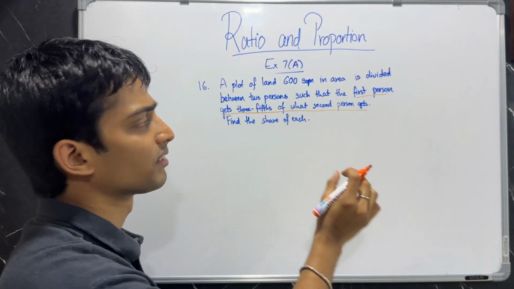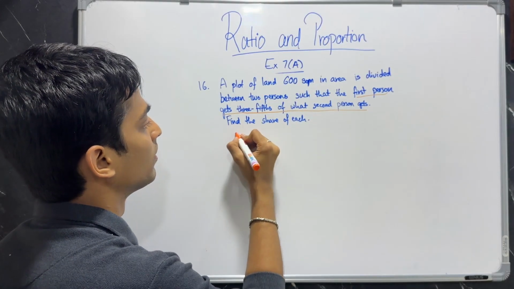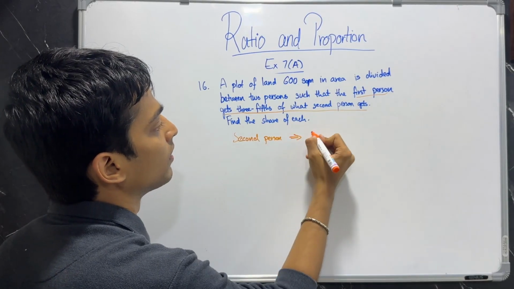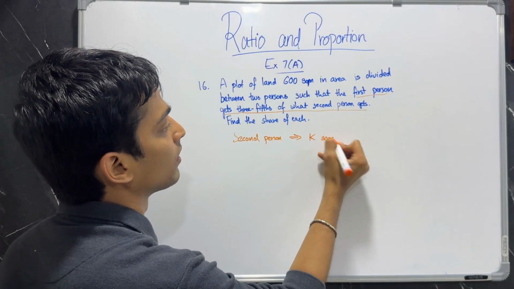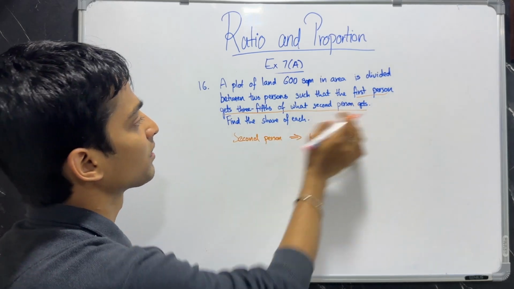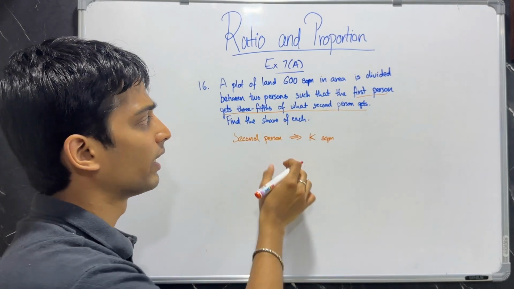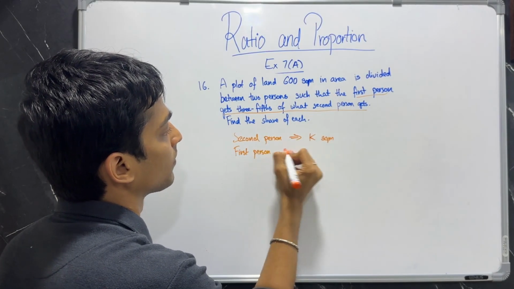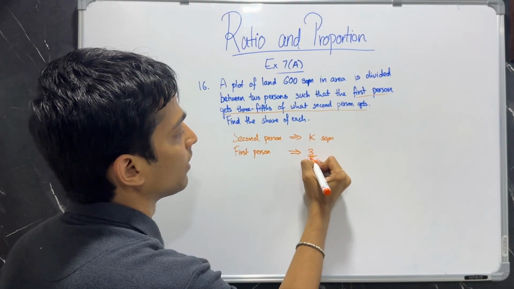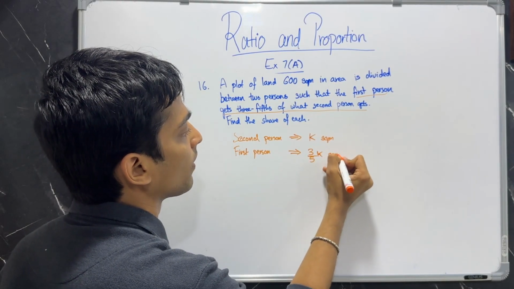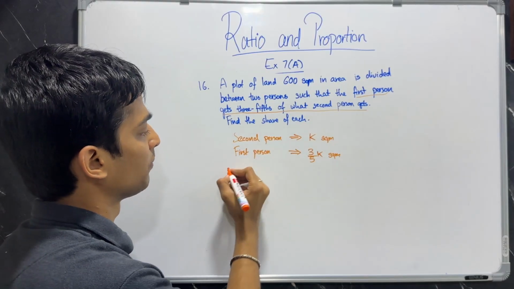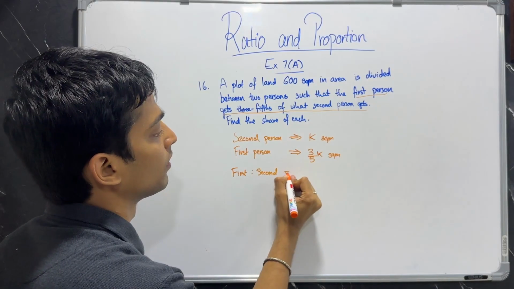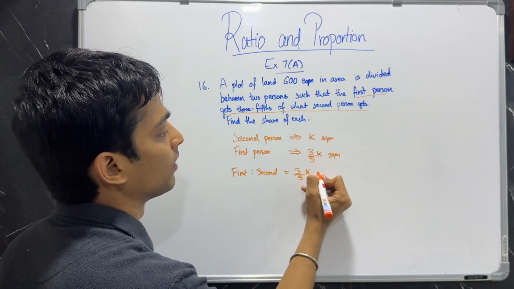Let's assume second person gets K amount of land. So let's write it. Second person gets K square meter. So automatically, since it's given first person gets 3/5, first person will get 3/5 of K, which is 3/5K. Now let's find the ratio, first person to second person. We get 3/5K ratio K.